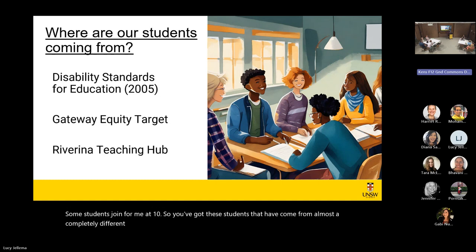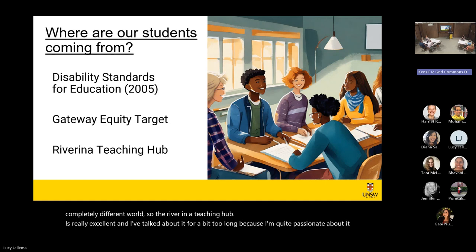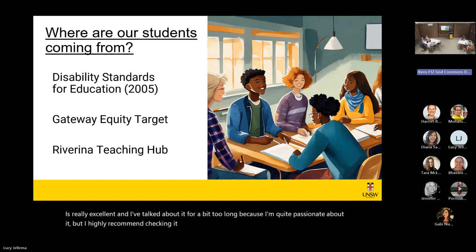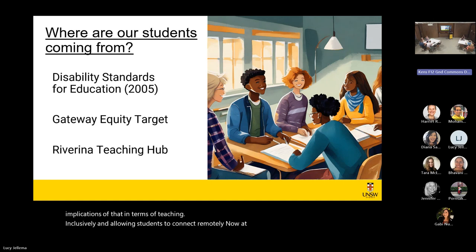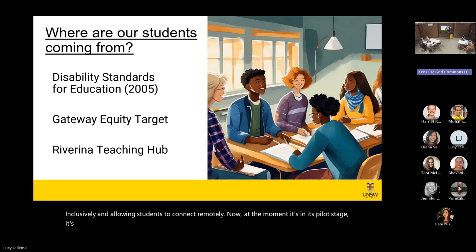So the Rotarina Teaching Hub is really excellent. And I've talked about it for a bit too long because I'm quite passionate about it. But I highly recommend checking it out. It means that the students who are part of that are doing their course completely remotely. So we need to think about the implications of that in terms of teaching inclusively and allowing students to connect remotely. Now, at the moment, it's in its pilot stage. It's quite small, but hopefully it gets picked up and will grow in size.